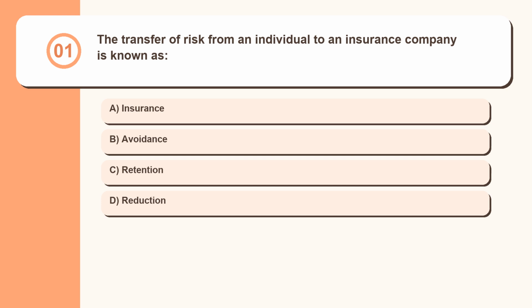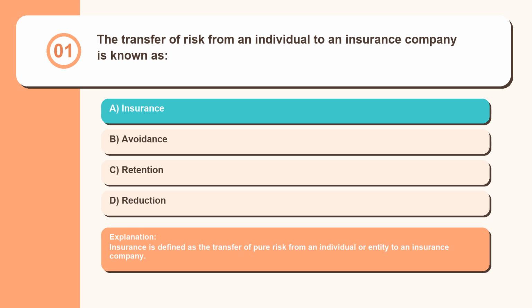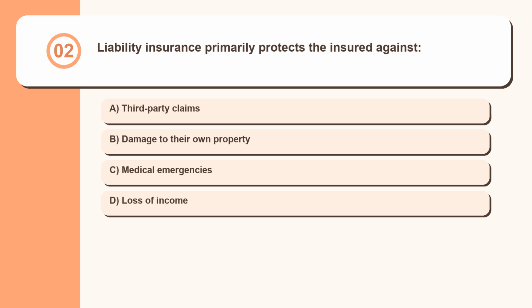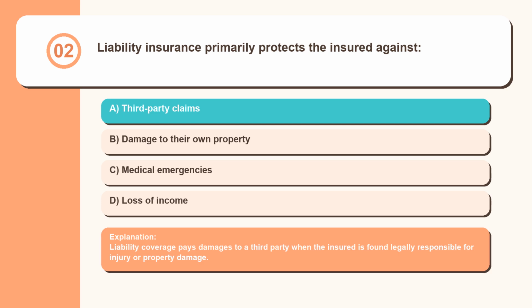Question 1. The transfer of risk from an individual to an insurance company is known as: insurance, avoidance, retention, reduction. Insurance is defined as the transfer of pure risk from an individual or entity to an insurance company. Question 2. Liability insurance primarily protects the insured against: third-party claims, damage to their own property, medical emergencies, loss of income. Liability coverage pays damages to a third party when the insured is found legally responsible for injury or property damage.